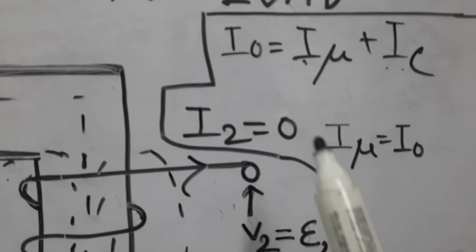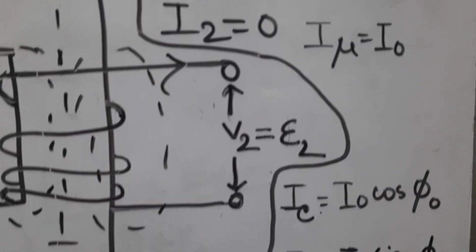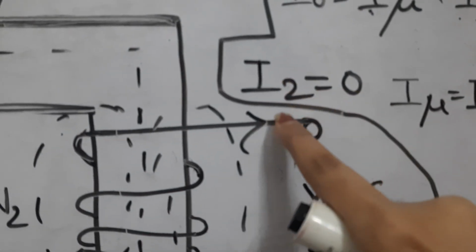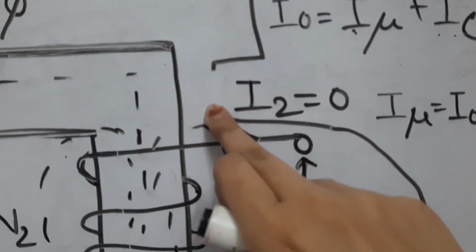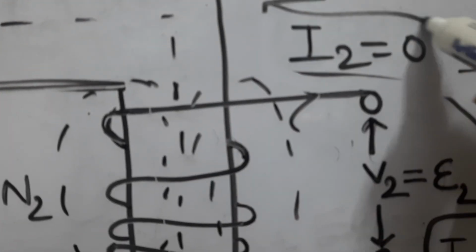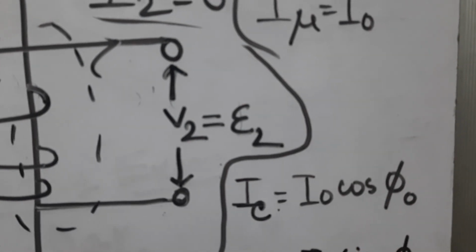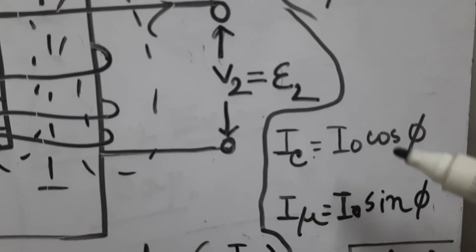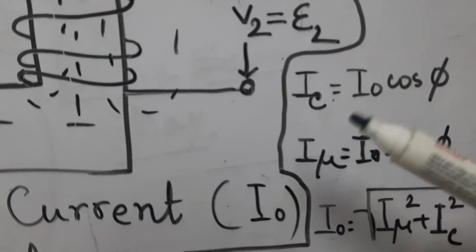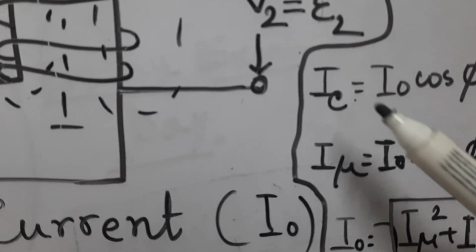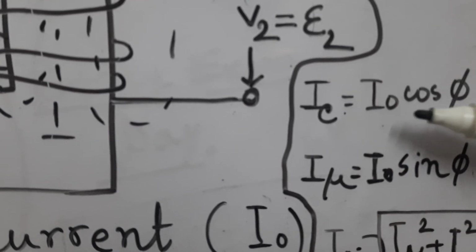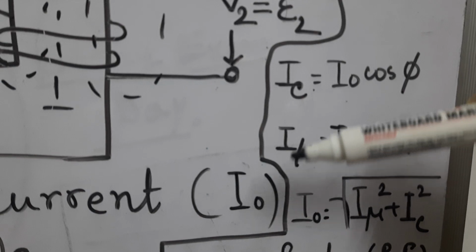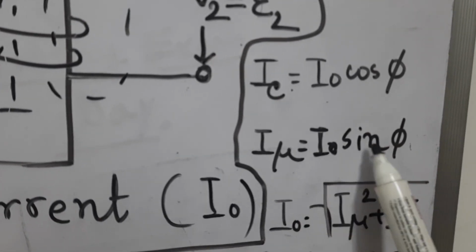And here I2 equals 0. IC equals I0 cos phi, because it is from the phasor. In the next video I will discuss the phasor. So IC, the core and iron loss component, equals the primary current I0 times cos phi, and I mu, the magnetizing component, is equal to I0 sin phi.